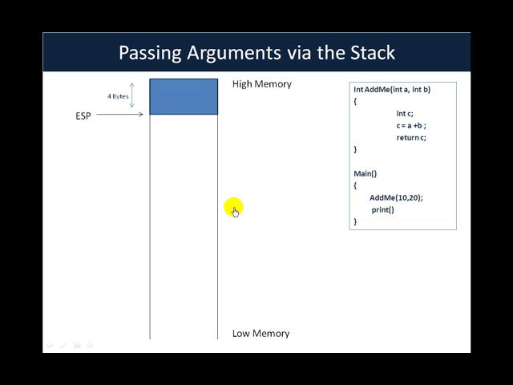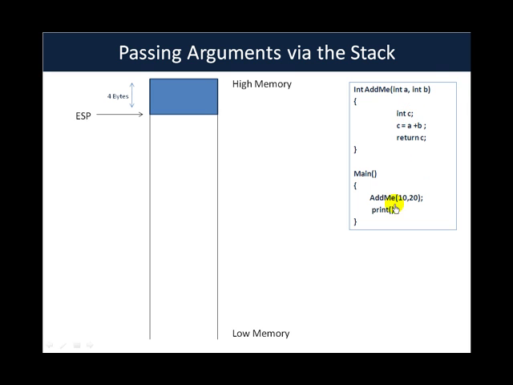In this video, we will look at how to go about passing arguments via the stack to a function. So we've taken a very simple sample program which defines a main function and another function called the addMe function. The addMe function takes two inputs, int a and int b, and then computes their sum and returns it. The point to note is that in addMe we also have a local variable c.